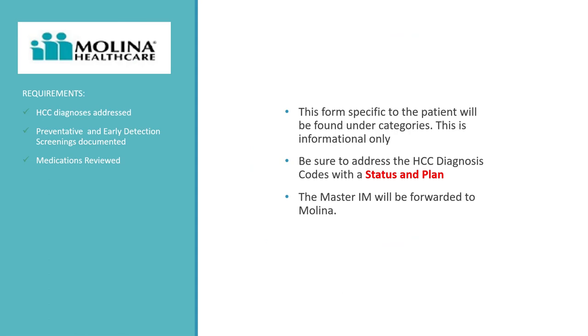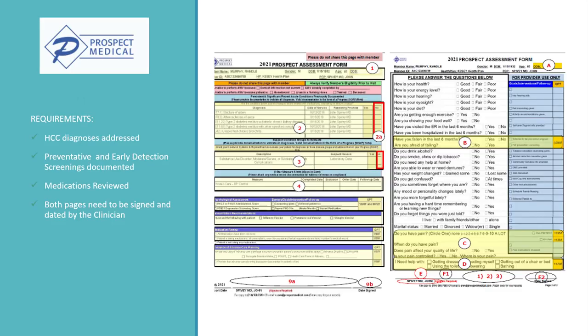Molina Healthcare has a form which is specific to the patient and will be found under categories and is informational only. Again, as with others, we need to address the HCC diagnosis with status and plan. After the visit, the Master IM gets forwarded to Molina. Prospective Medical has 2 pages with certain fields needing attention, including HCC diagnoses, preventive and early detection screenings documented, medication reviewed, and it's important that both pages are signed and dated by the clinician.